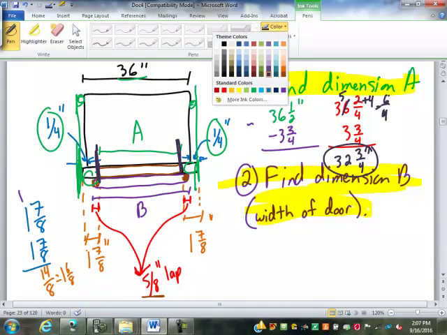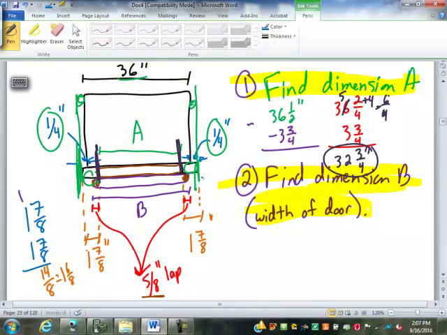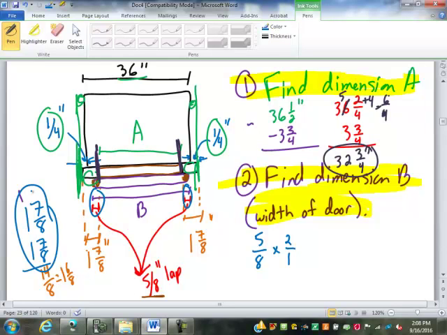The door then, it's that dimension plus 5/8 on each side. So 5/8 times 2. Now you'll notice when it was a mixed number, I added it to itself. Just for me, it's easier to add a mixed number to itself than it is to multiply it by 2. For you, you may decide it's different. You don't have to do it that way. You could multiply it if you wanted to.